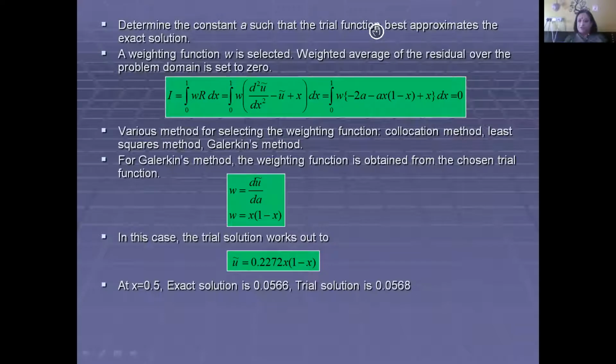So what would you like to do? You would like to make this residual go to 0. If the residual is 0, it means that your u tilde is very close to the exact solution u, and that is exactly what you would want. You would want the approximate solution to be equal to the exact solution. So what you would like to do is minimize the residual. So my problem reduces to one of determining the constant a such that the trial function best approximates the exact solution. Am I clear so far?